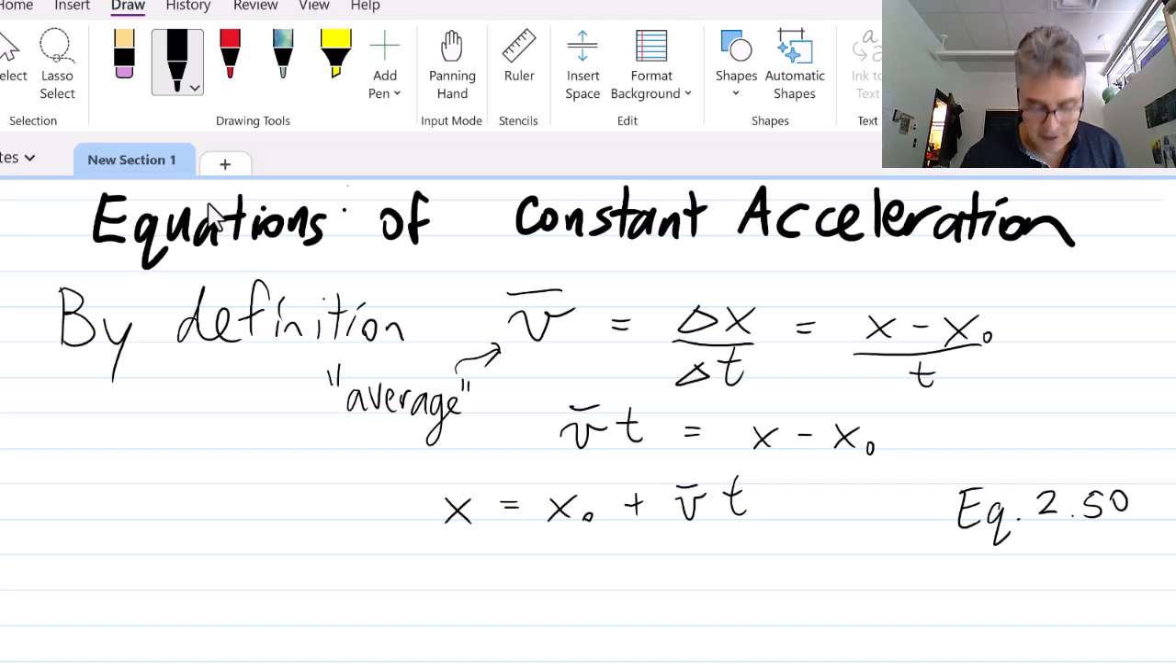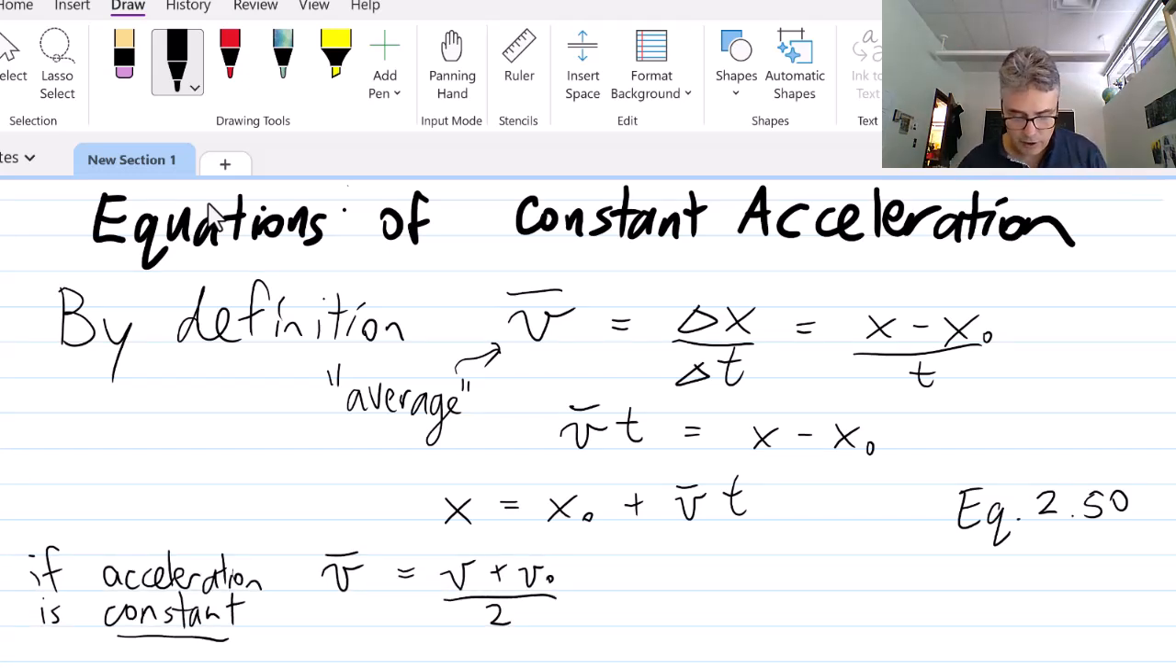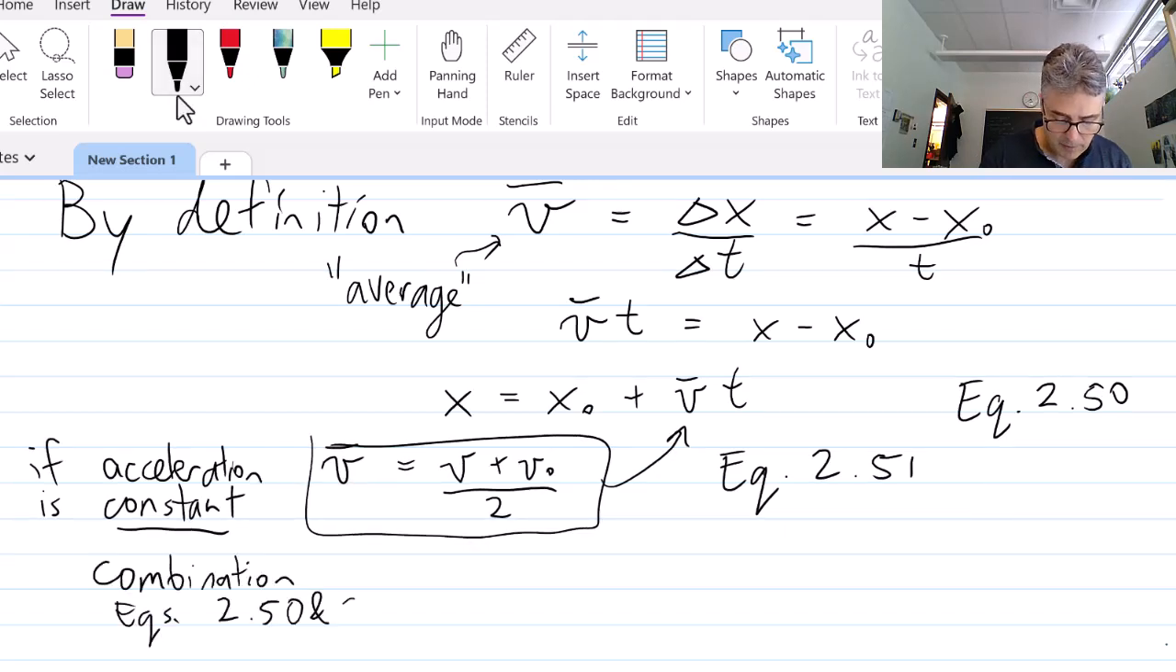And the next thing is just this sort of obvious idea, which is that if acceleration is constant, then the average velocity is the final velocity plus the initial velocity divided by 2. It's halfway between the initial and final. And your book calls this one equation 2.51. But what I'm going to do is combine these two equations. I'm just going to plug this into here. Combination of equations 2.50 and 2.51.